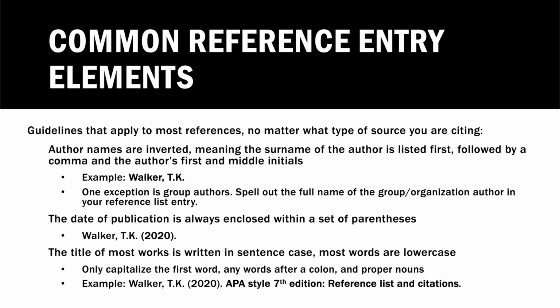In the example here, we have my name, Walker, comma, Tiffany, K, the year 2020, followed by a period, and then the title of this work, APA Style 7th Edition, Reference List and Citations. As you'll notice, APA is capitalized in all caps because it is an acronym, therefore making it a proper noun. The word reference appears after a colon, so the R in reference is also capitalized.